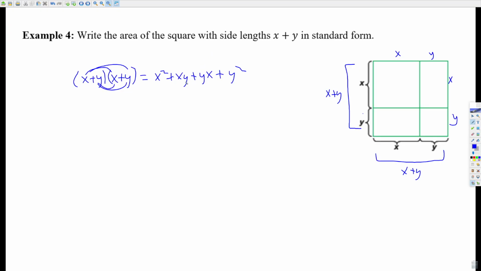And actually, believe it or not, we do have like terms here. xy and yx are the same thing. They are interchangeable because they're multiplication. So you could call this one xy and this one xy. It doesn't matter. And total, you would have basically 1 plus 1. You'd have two of them.